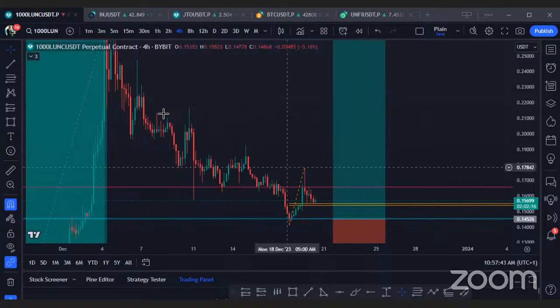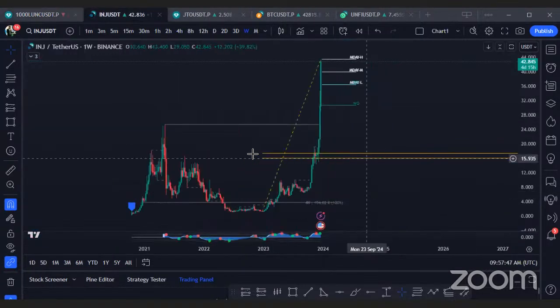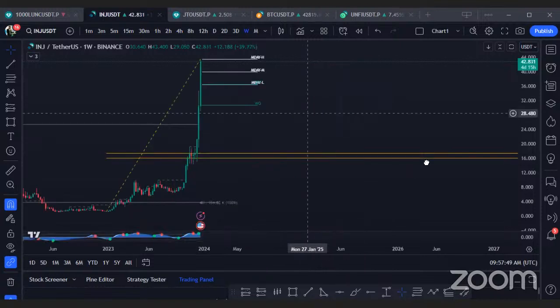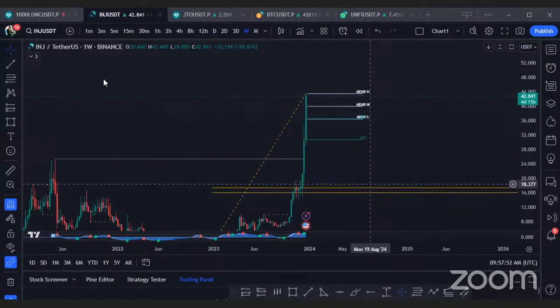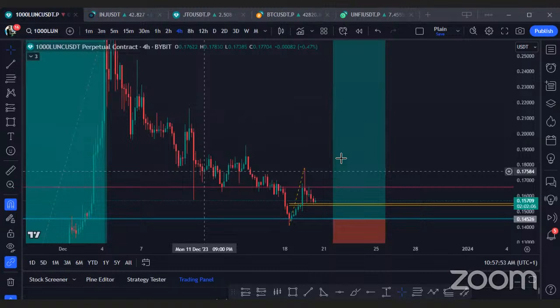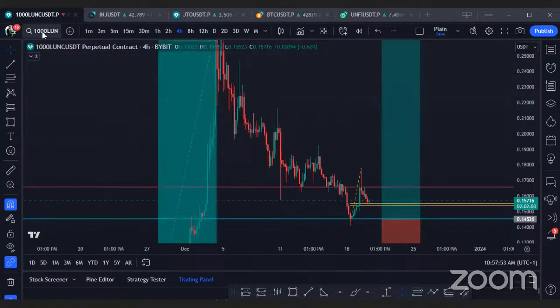So yeah, I'm looking at Luna Classic too. And which other token again? TIA.